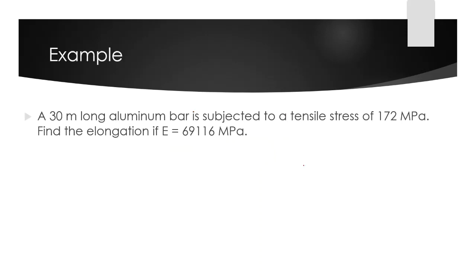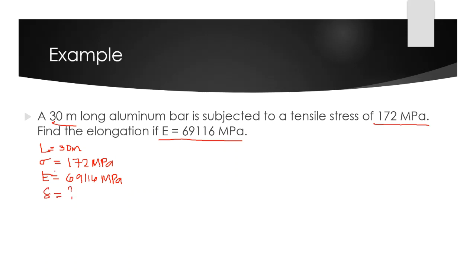For example, we have a 30-meter long aluminum bar subjected to a tensile stress of 172 megapascal. Find the elongation if E is 69,116 megapascal. So our L is 30 meters, our tensile stress is 172 megapascal, and our E is 69,116 megapascal. We are looking for the elongation.